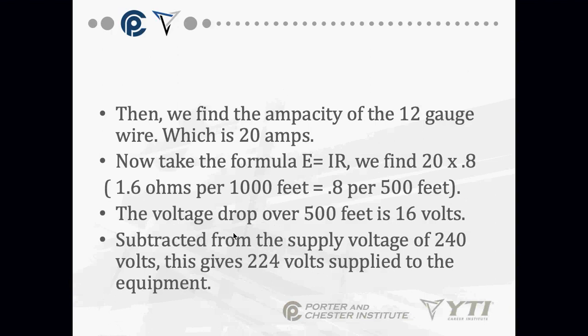We find the amps of 12-gauge wire. 12-gauge wire has a maximum of 20 amps. Now we take the formula, 20 times 0.8, and the voltage drop over 500 feet of 12-gauge wire at maximum amperage is 16 volts. Subtract this from the supply voltage of 240, which gives me 224 volts supplied to the equipment. Again, that's at the maximum amperage that the wire's allowed. Take a look at your breaker panel sometime. You will see 20 amp breakers in there. That's on 12-gauge wire.